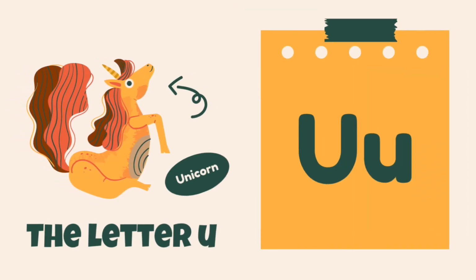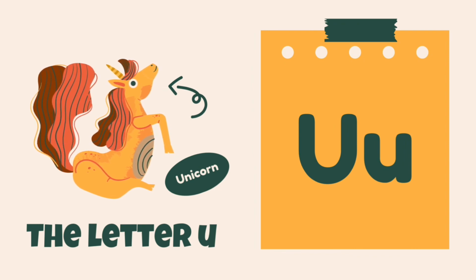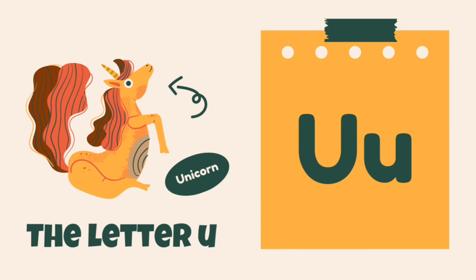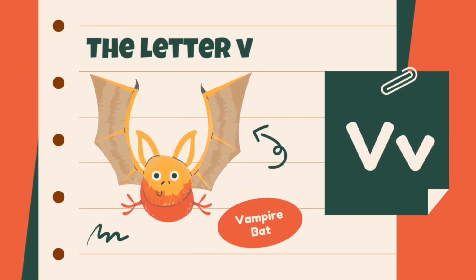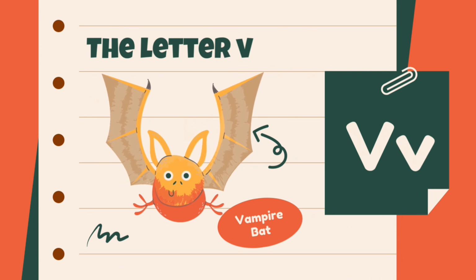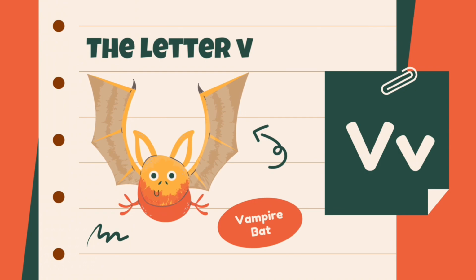This is letter U. U for unicorn. This is letter V. V for vampire bat.